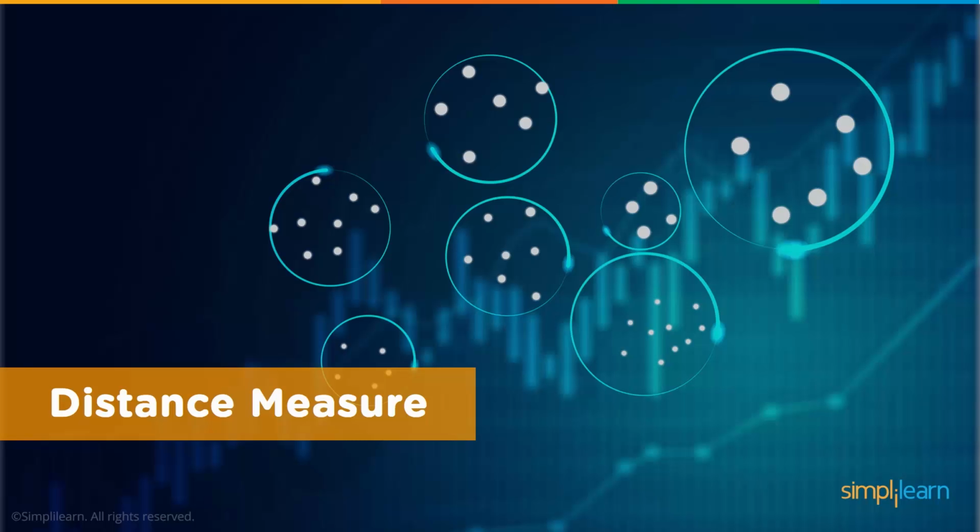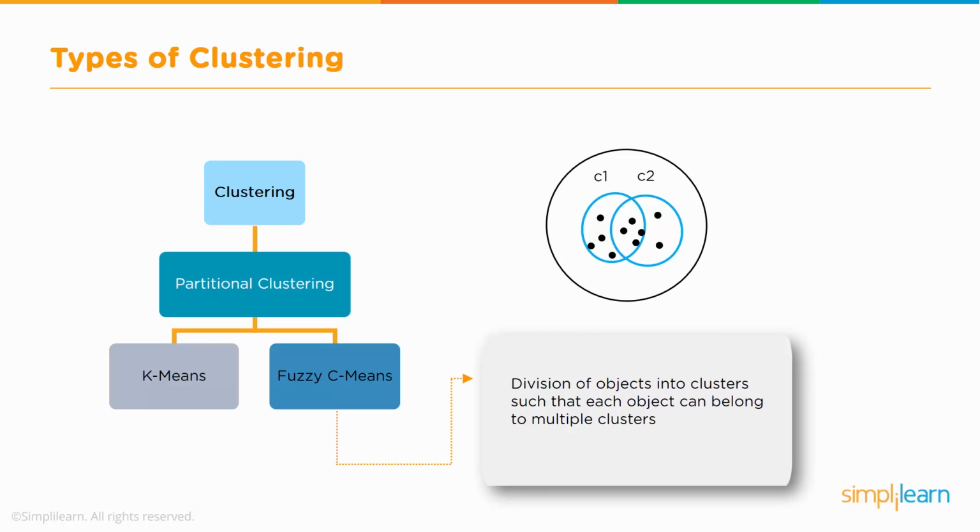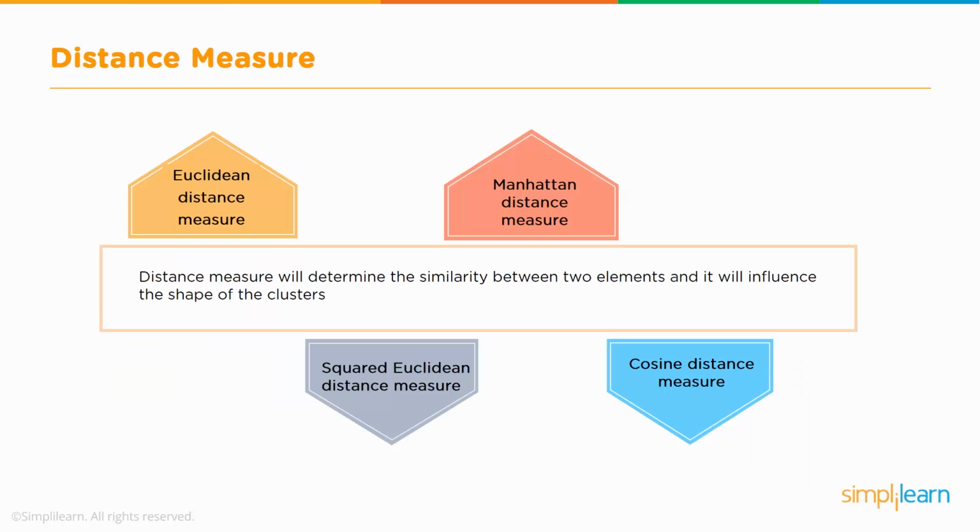So clustering, especially k-means clustering, uses distance measure. So let's take a look at what is distance measure. While these are the different types of clustering, in this video we will focus on k-means clustering. Distance measure tells how similar some objects are. So the similarity is measured using what is known as distance measure.